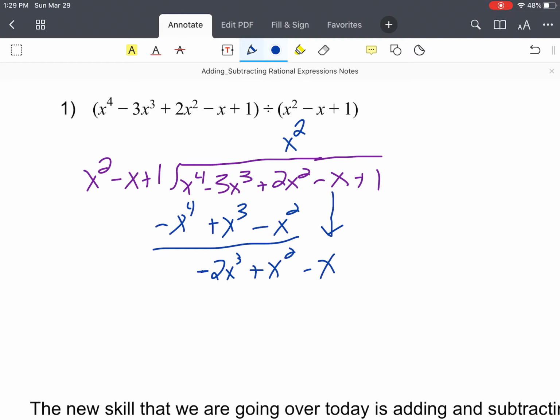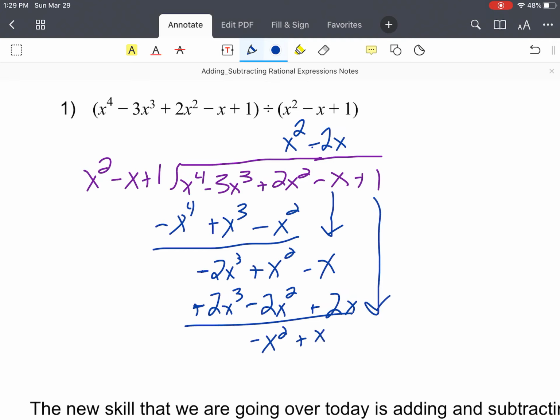If I want to divide x squared into negative 2x cubed, I'm going to get just negative 2x. Okay, so then I'm going to multiply that to my 3 original terms, and I get negative 2x cubed. Then I'm going to get plus 2x squared, so 2x squared. I'm going to get a negative 2x. All right, flip your signs and subtract. So I get negative x squared plus x. Bring down that 1.